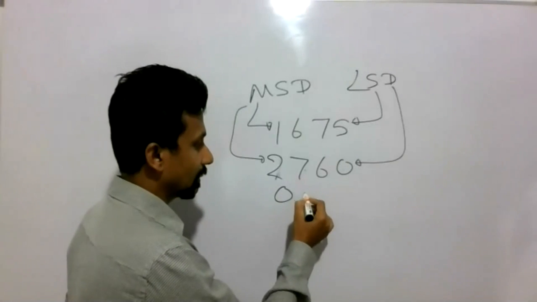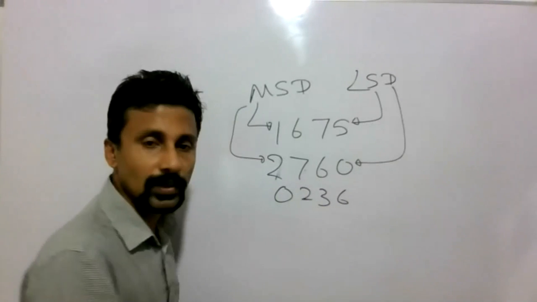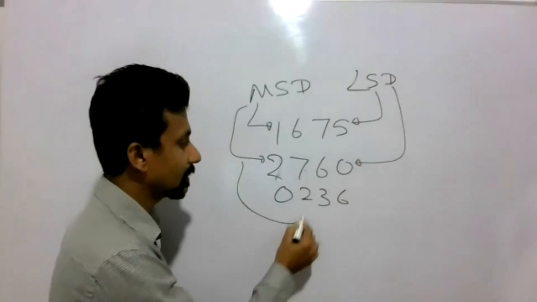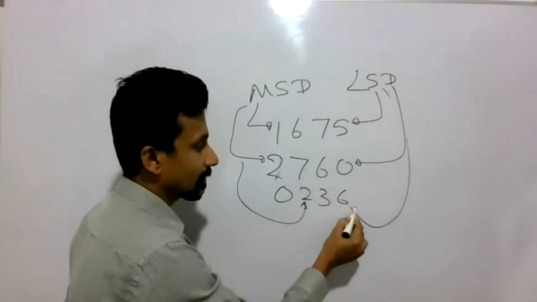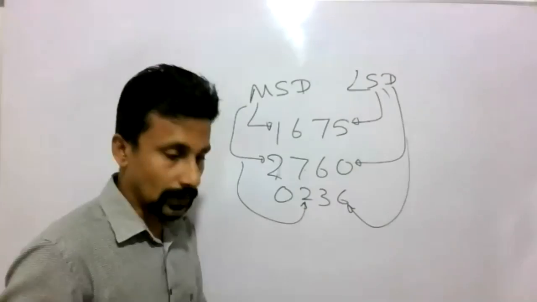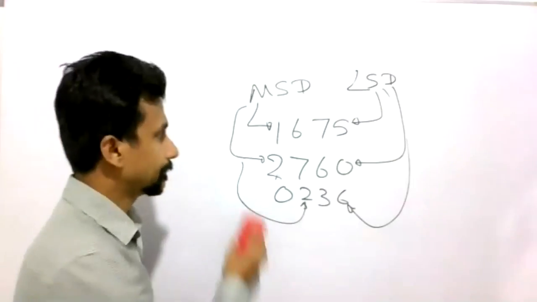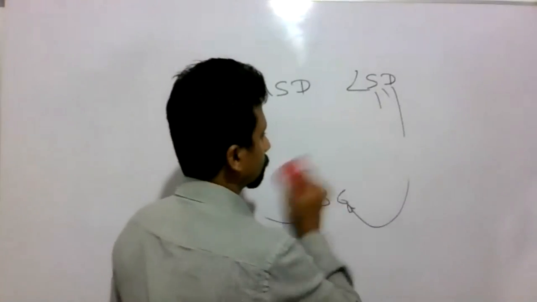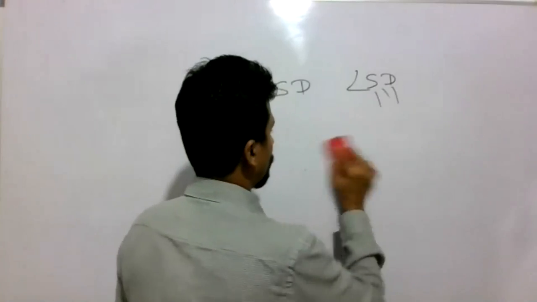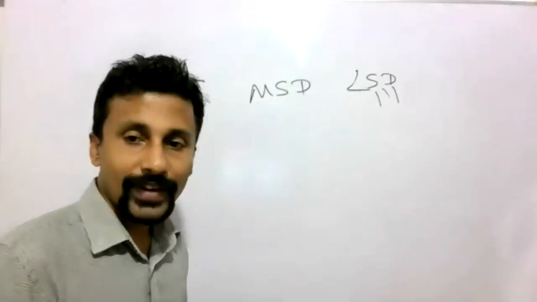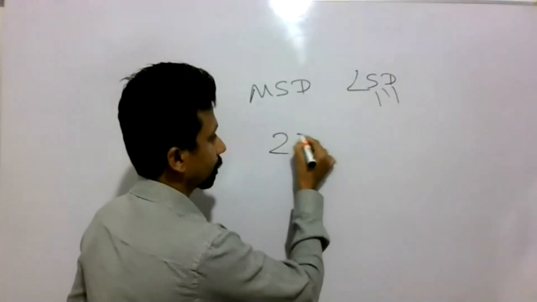If I tell something like this, the 0 you are not taking. The most significant digit is 2 and the least significant digit is 6. That is the rule. Now if I take a fraction number, something like this.